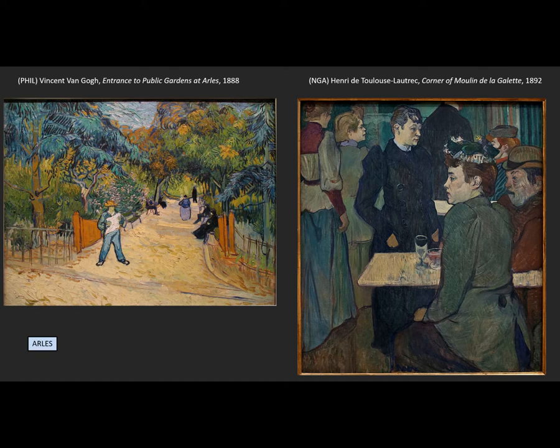So, we've got a lot of Van Goghs around DC. We've got a whole room of them at the National Gallery. We're so lucky, right? The Phillips Collection has a couple as well. And I wanted to use this one as our main example of Van Gogh. So Van Gogh began his career in Holland. He's Dutch by birth.